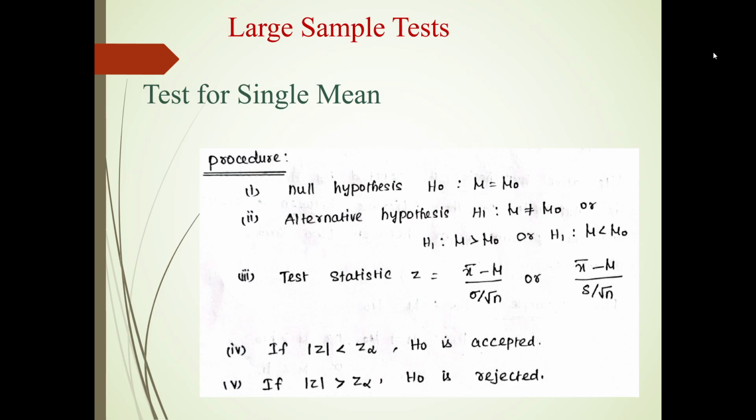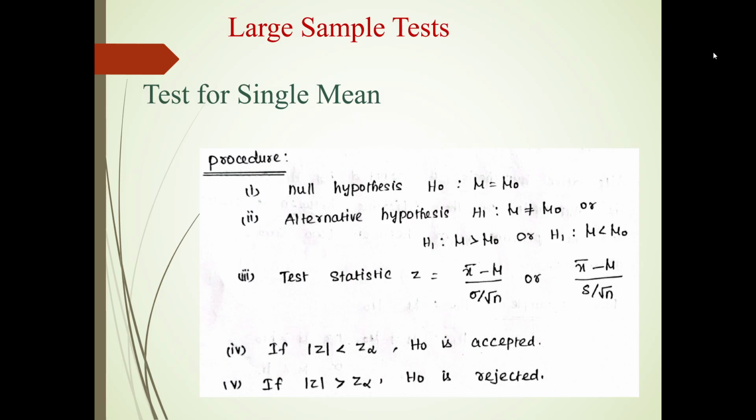Large sample tests. What is large sample test? There are two types of test. One is large sample test, second one is small sample test. It is based on sample size n. Suppose n is greater than or equal to 30, it is a large sample test. Suppose the values of n start from 1 to 29, those samples are small samples. The test is known as small sample test.